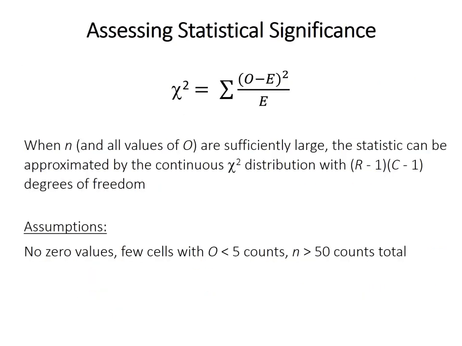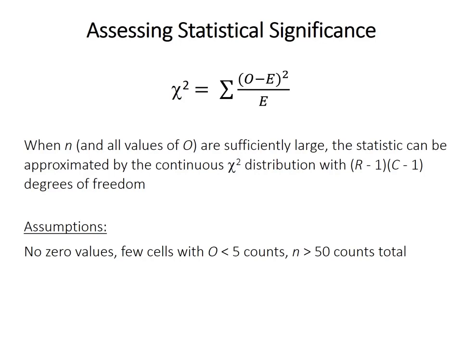But we want to know whether that chi-squared value is statistically significant or not. When the overall number, n, is large, and when all observed counts, O, are also sufficiently big, the test statistic can be approximated by the continuous chi-squared distribution. So we have discrete data, but the chi-squared distribution is a continuous distribution, so it's an approximation here. The degrees of freedom for that distribution are the number of rows minus 1 multiplied by the number of columns minus 1, (r minus 1) times (c minus 1).